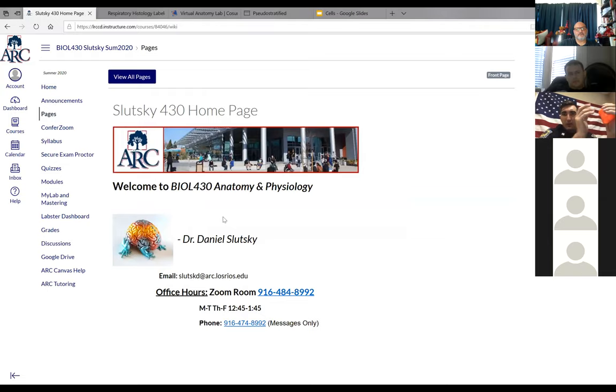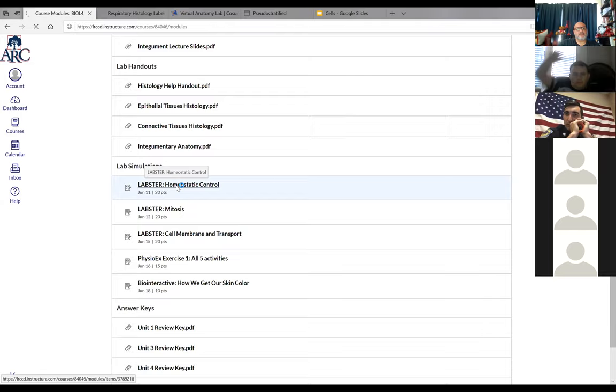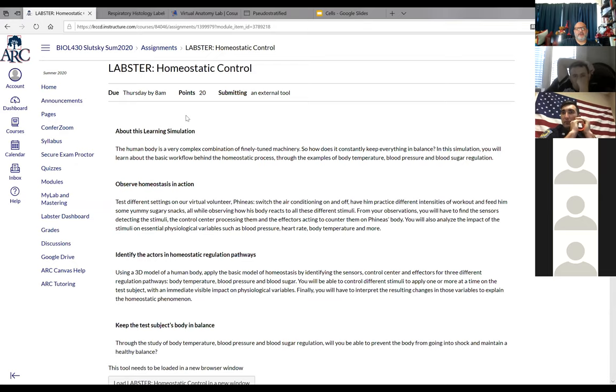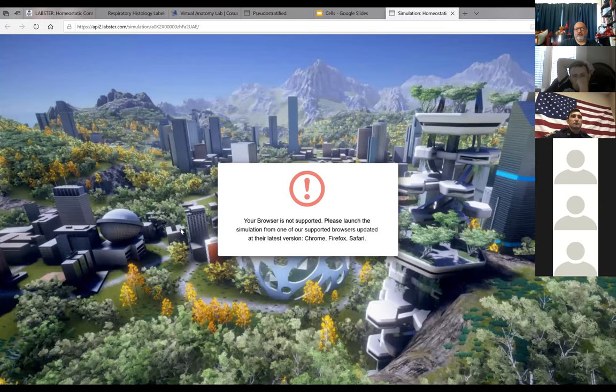No, so hold on, wait. Modules. So here's the lobster. It's 20 points. It's submitted via an external tool. It's due by Thursday in the morning. So you're going to read the simulation. You're going to read the objectives. When you do all of that, you're then going to click lobster to load it.